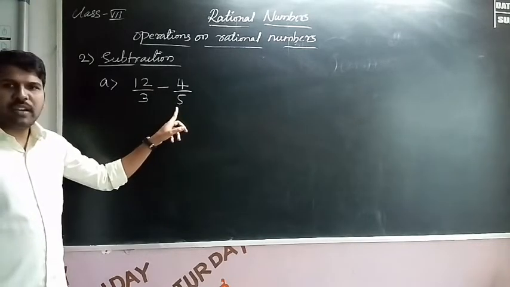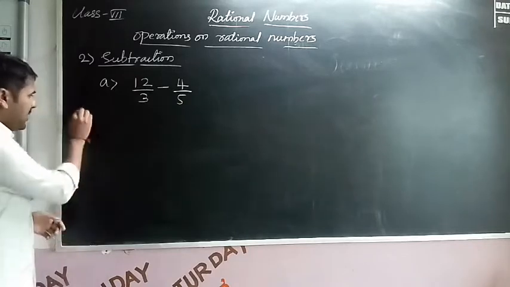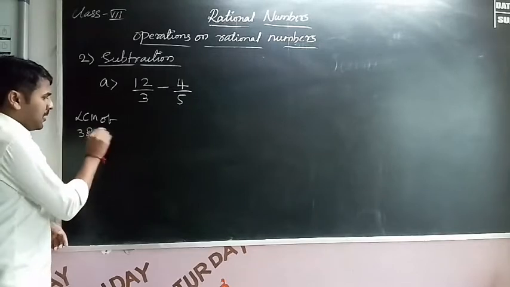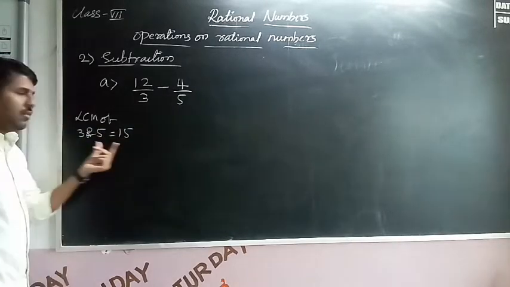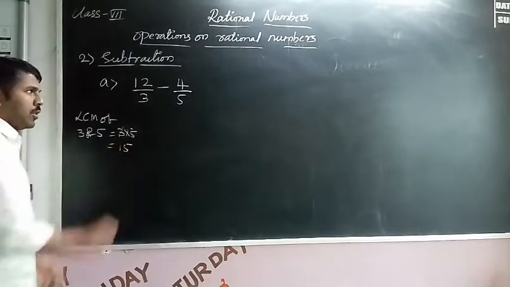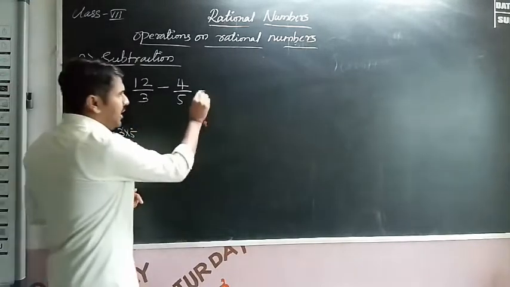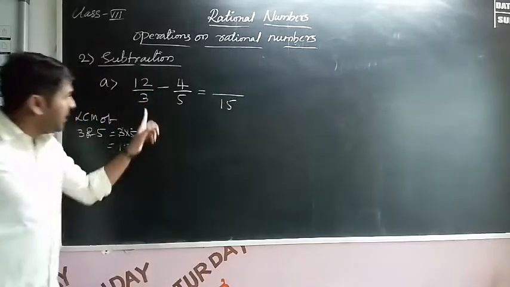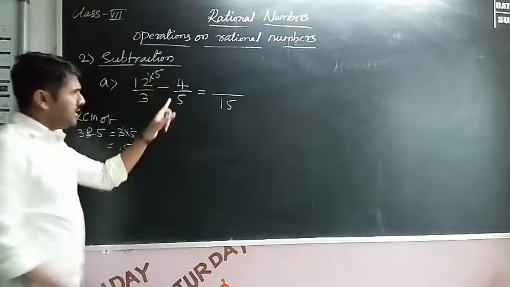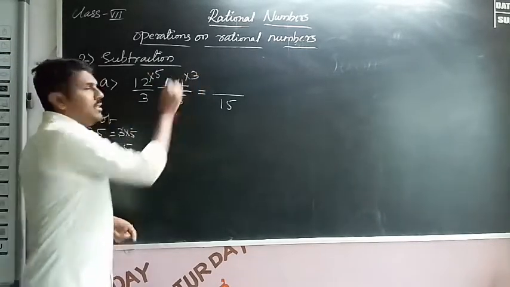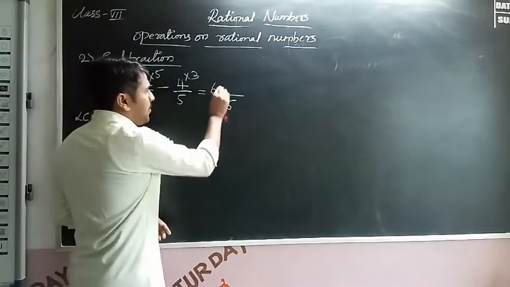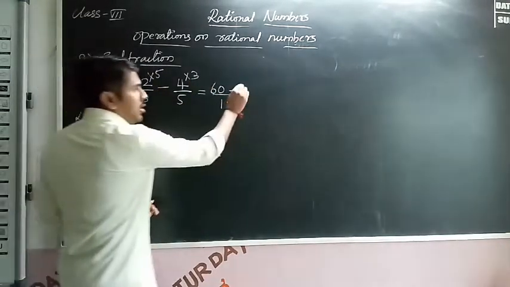What is the LCM of 3 and 5? The LCM of 3 and 5 is 15. 3 into 5, 15. Otherwise write down 3 into 5, that is 15. Okay. So now here 3 is there. So take the denominator as 15. So here 3 is there. What do we have to multiply? For 3 to get 15, 3 5s are 15. Just cross multiply. Here multiply 5 and here 3. 12 5s are how much? 60. 4 3s are 12.